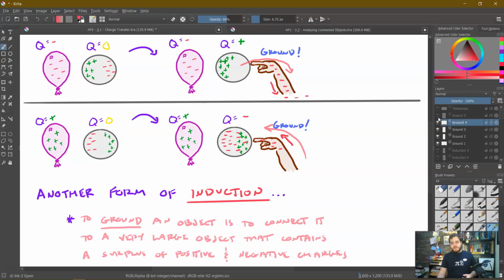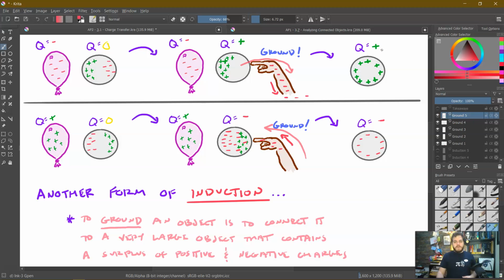And then from here, we just move our hand away, we can remove the balloon, and voila, we have once again charged an object by induction.